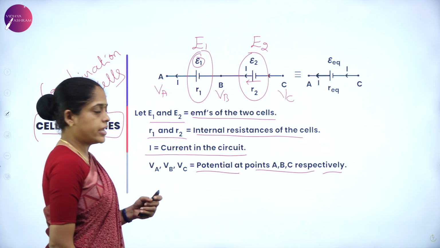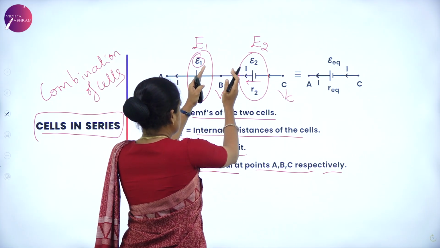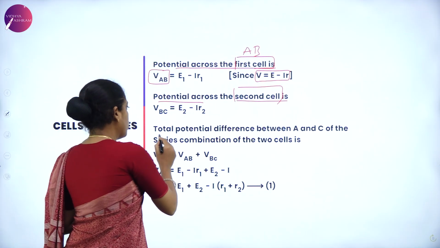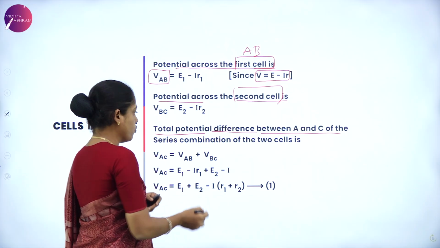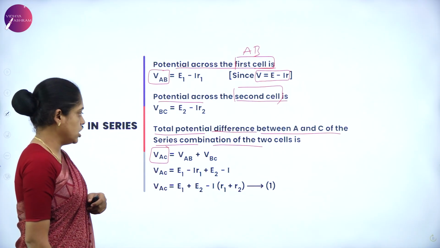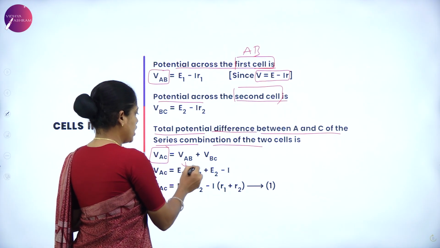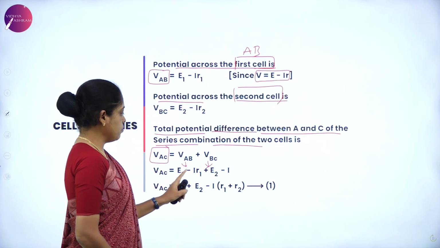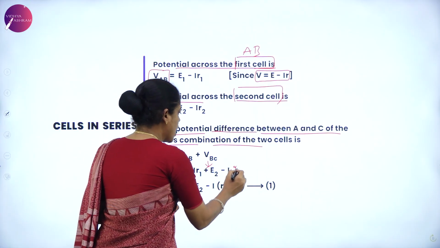Now, if these two cells are replaced by a single cell, it will be between points A and C. The total potential difference between A and C for the combination is given by VAC is equal to VAB plus VBC, where you know VAB and VBC, so substitute that. VAB is E1 minus IR1 and VBC is E2 minus IR2.